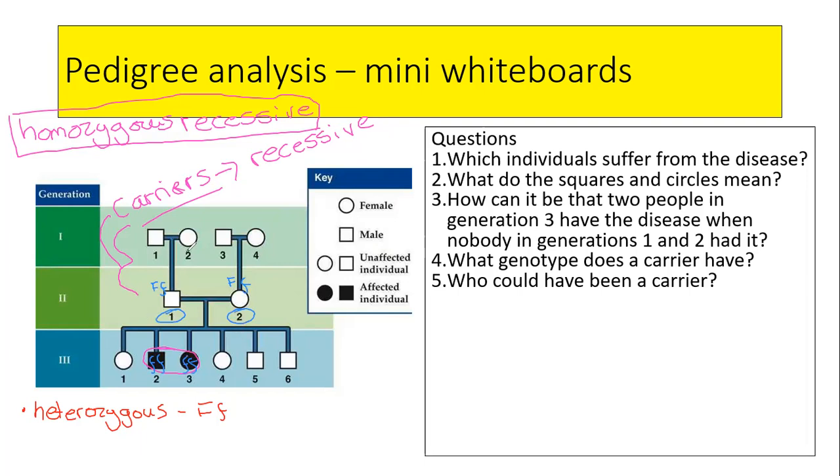We then know that either 1 or 2 is a carrier, and we know that 3 or 4 is a carrier for the child number 2 to be a carrier and for individual number 1 to be a carrier.